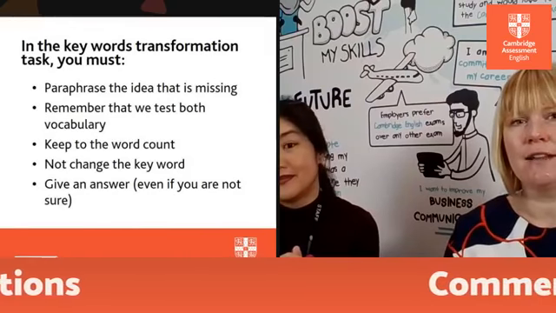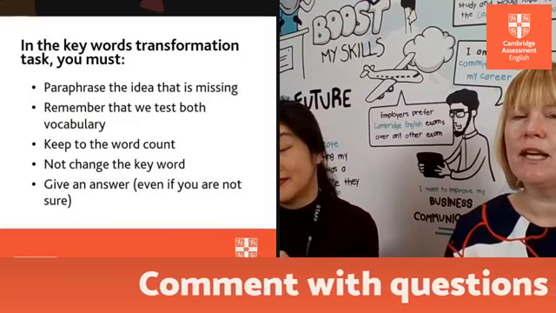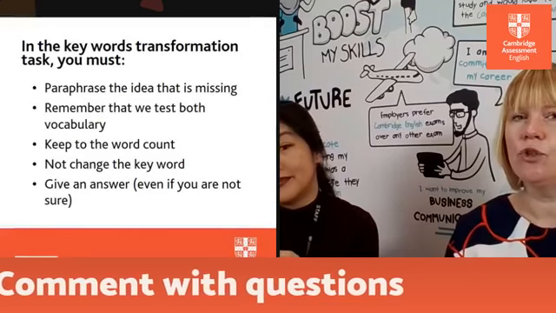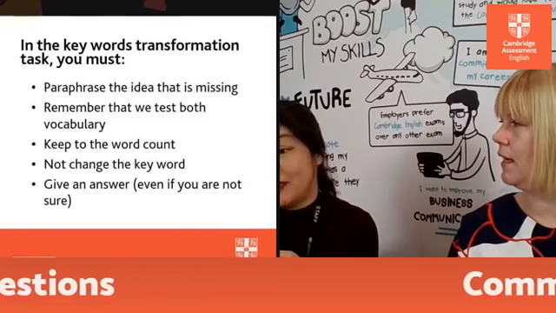So paraphrase the idea that is missing. Remember that we test both vocabulary and grammar. Keep to the word count, not change the keyword, and give an answer, even if you're not sure. Even if you're not sure, exactly.